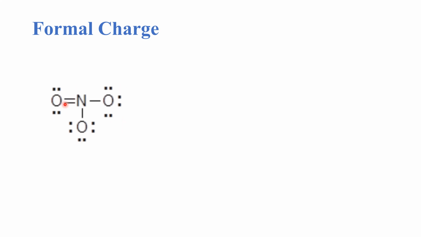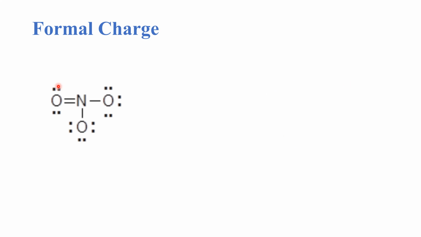So 2, 4, 5, 6, 7, 8, 9, 10, 11, 12, 13, 14, 15, 16, 17, 18, 19, 20, 21, 22, 23, 24, right? And we calculated that NO3 has 24 valence electrons as a whole in this molecule. So that's satisfied. Now we have to calculate the formal charge of this polyatomic compound.